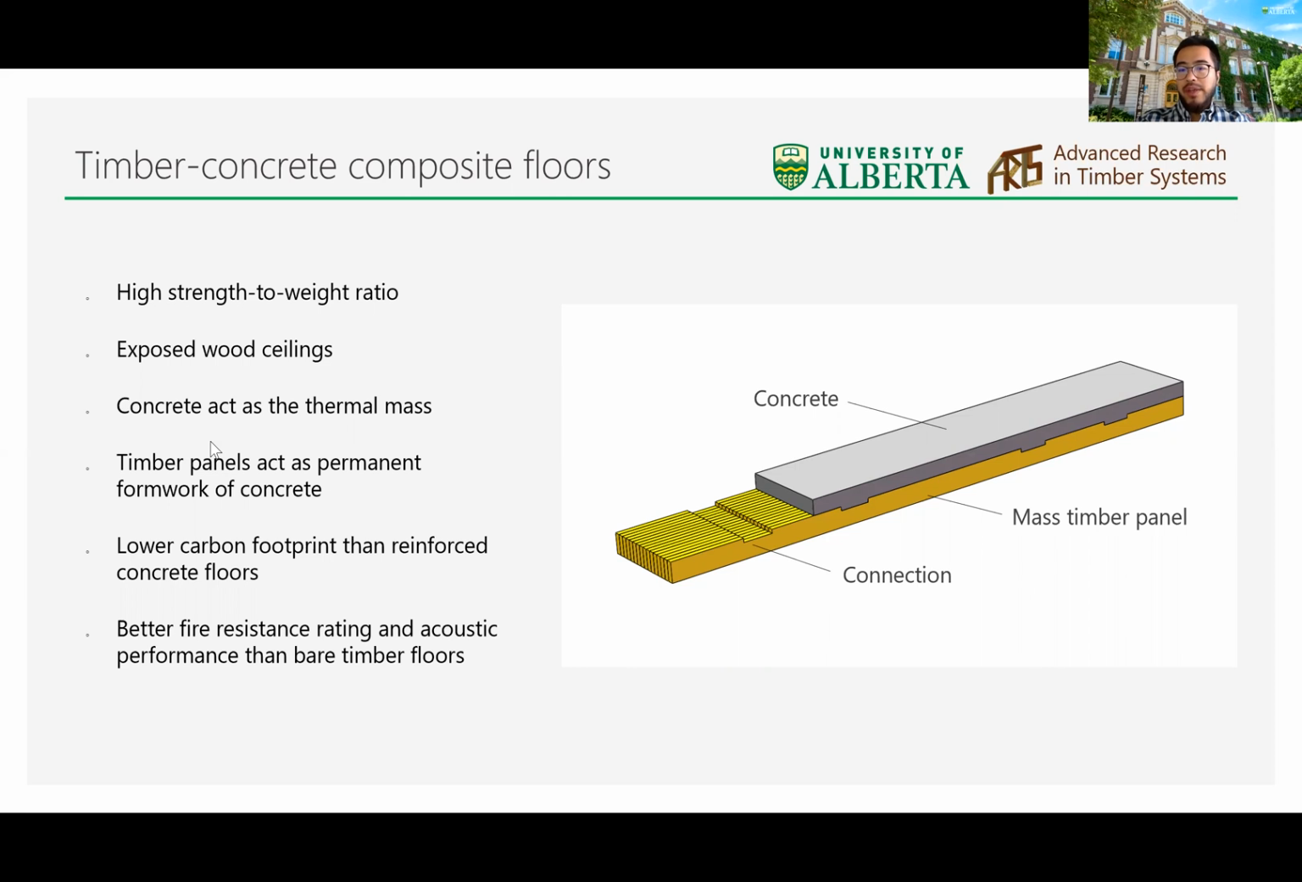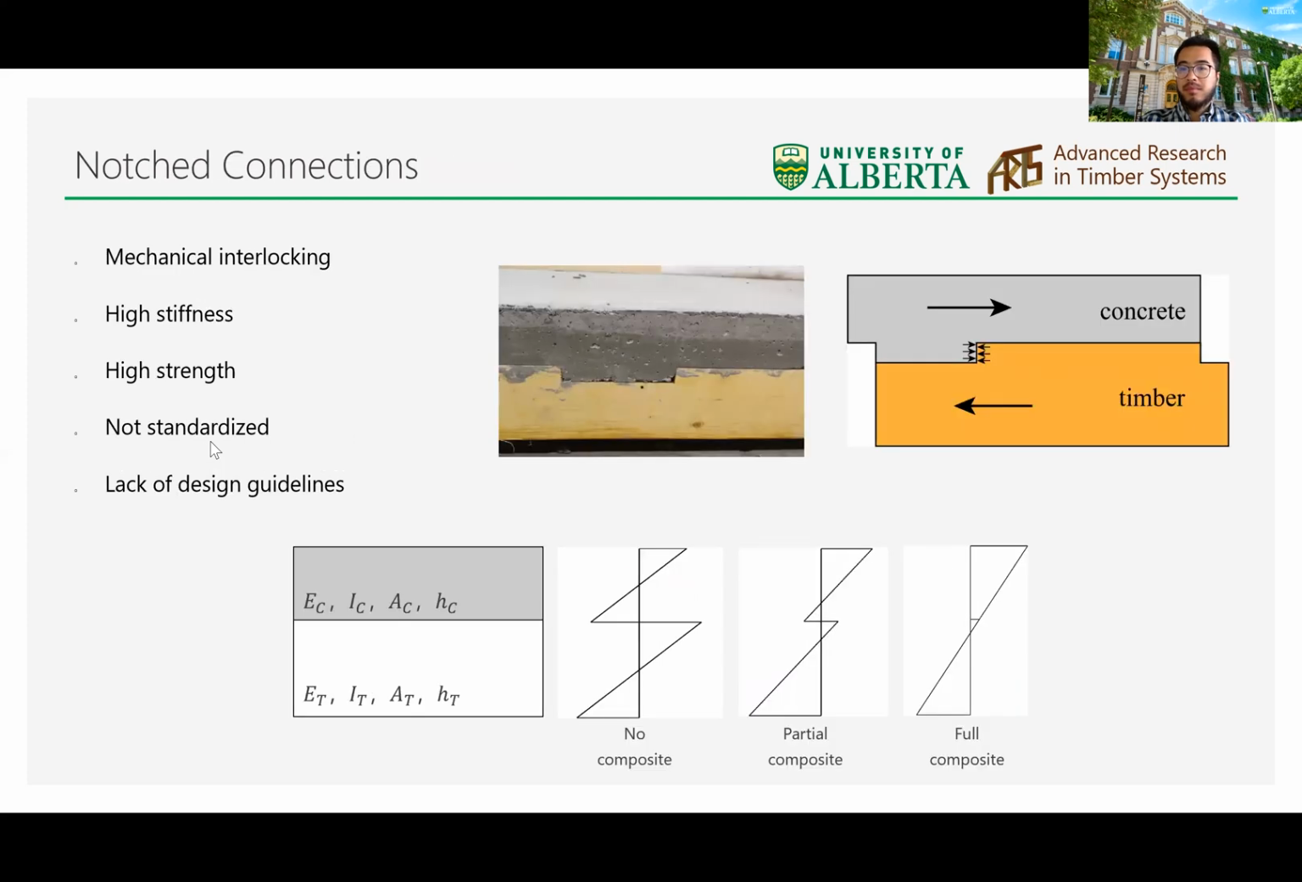The picture on the right shows timber and concrete are connected with notches, which are made by cutting grooves on timber and then cast with concrete. But timber and concrete can also be connected with other types of connections. The most common connections are steel fasteners like self-tapping screws, coach screws, steel rods, and HBB connectors. My research mainly focuses on the notched connections.